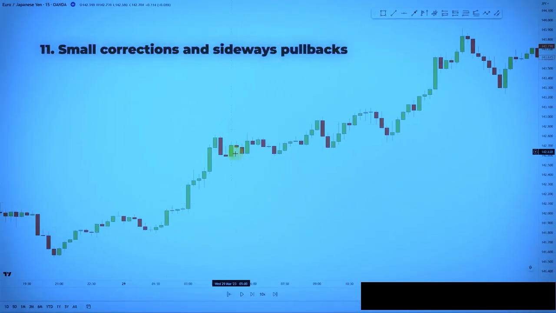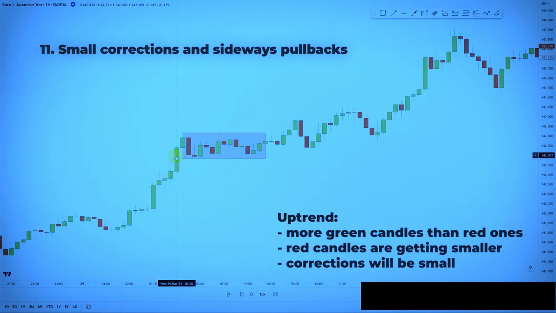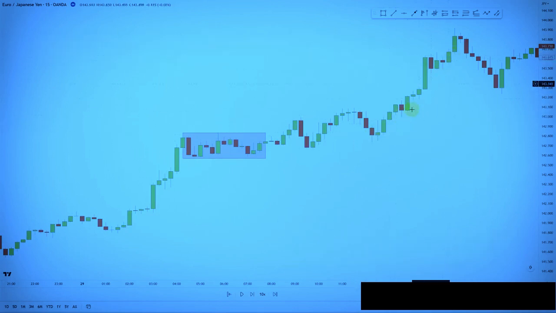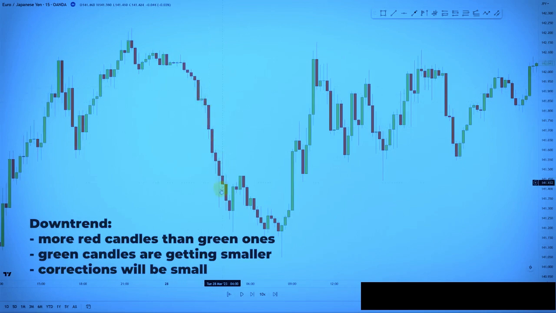11. Small corrections and sideways pullbacks. In an uptrend, we have more green candles than red ones. This means that the buyers have more power and are increasingly moving the market upwards. Also, during a market controlled by buyers, the red candles are getting smaller as the sellers can't drive the price down. So the corrections will be small, and in some cases the price action will appear in a sideways range. Conversely, during a market controlled by sellers, the green candles are getting smaller.